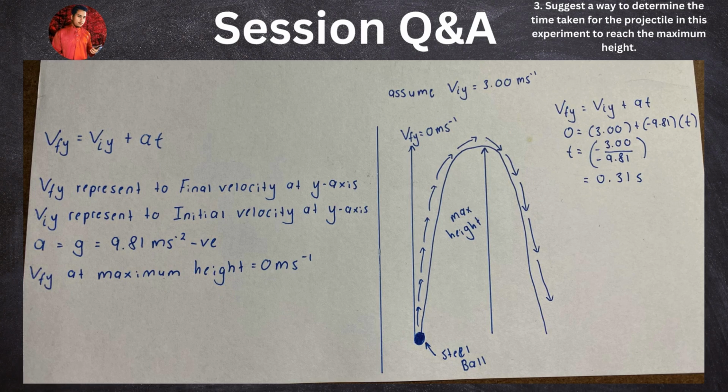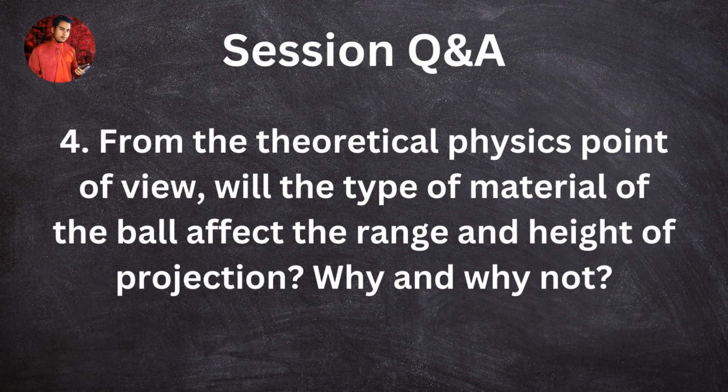We can determine the time taken to reach the maximum height by using this formula. The question number 4. From the theoretical physics point of view, will the type of material of the ball affect the range and height of projection? Why or why not? So my answer is no.